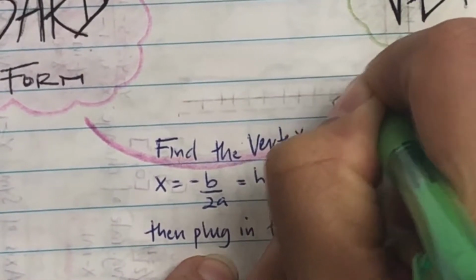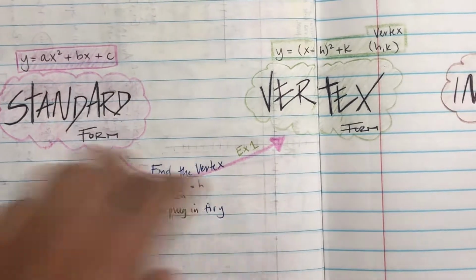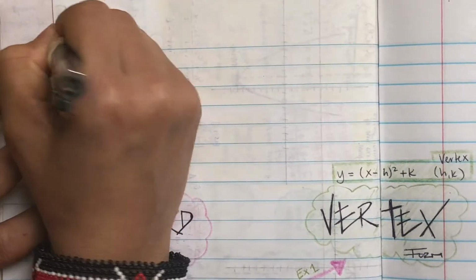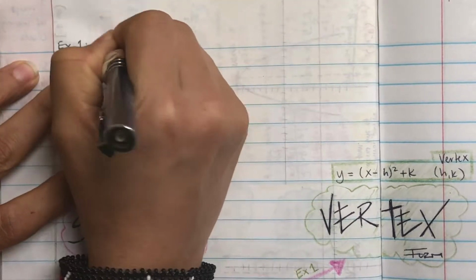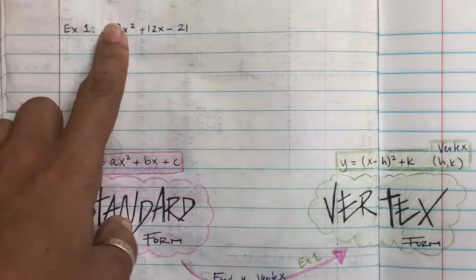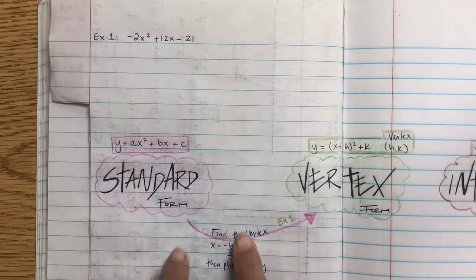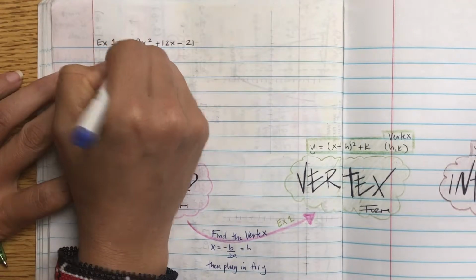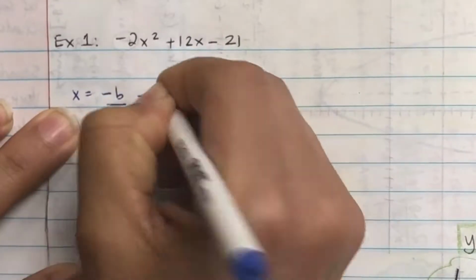So this is going to be example 1. So let's go ahead and do an example of that. So we have negative 2x squared plus 12x minus 21. Right? All you do to find the vertex is plug it into the formula. So write the formula down, x equals negative b over 2a.